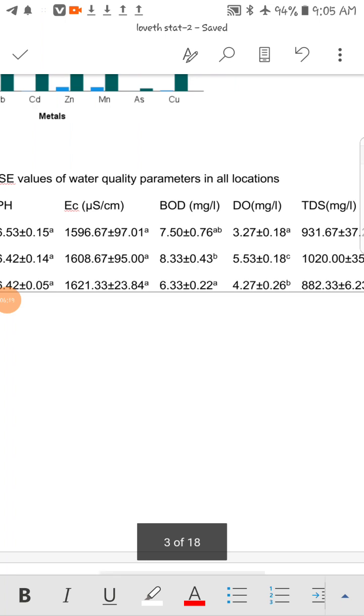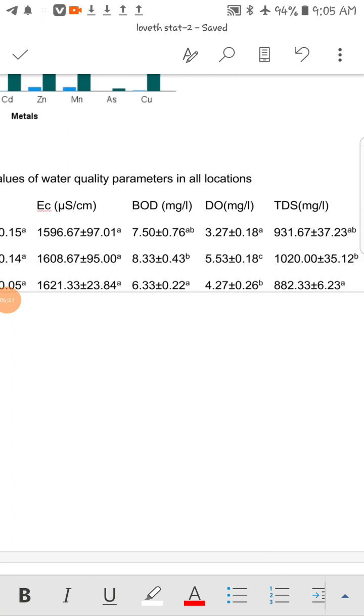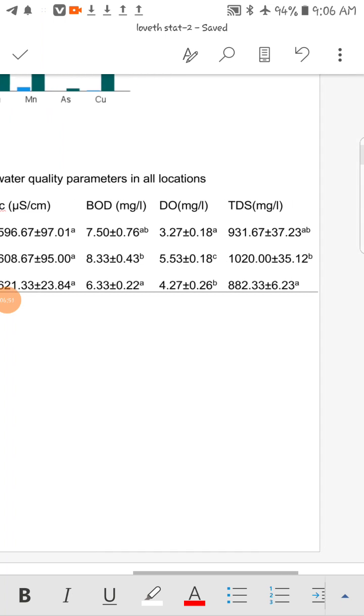Now let me quickly go to dissolved oxygen. You have AB in Sogoro, B in Makoko, and A in Ebute. What this is telling you is that there is a similarity in the amount of dissolved oxygen in Sogoro and Ebute, while there is also a similarity between Sogoro and Makoko, but it's quite different between Makoko and Ebute. So that is what Duncan is all explaining. That's how you discuss your significant difference using Duncan.